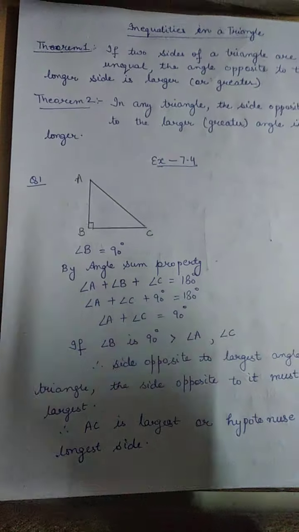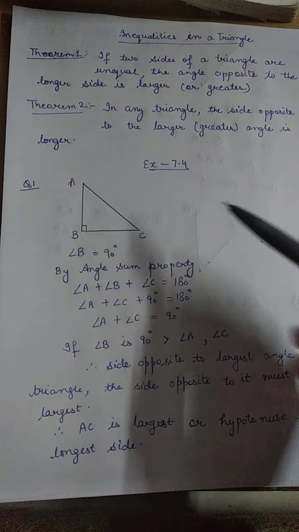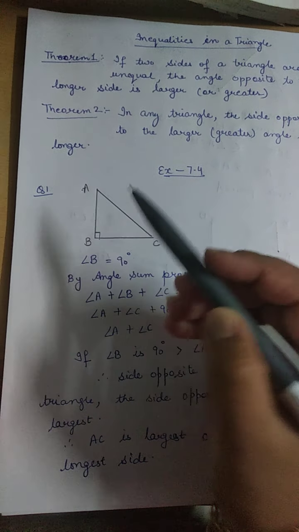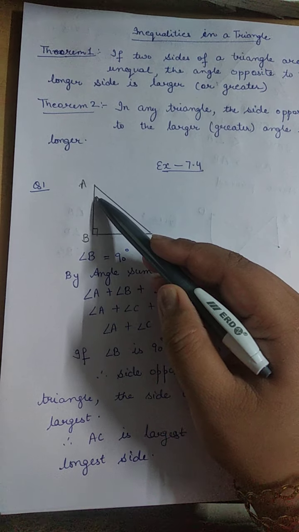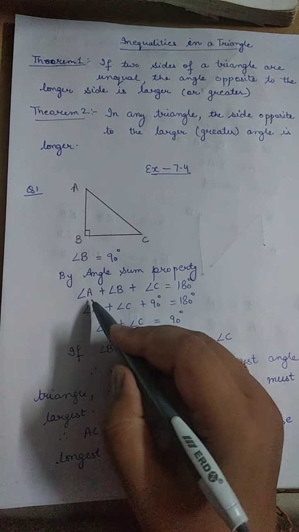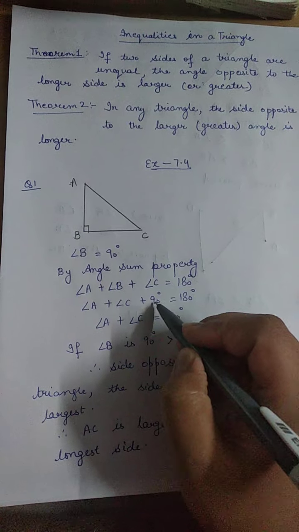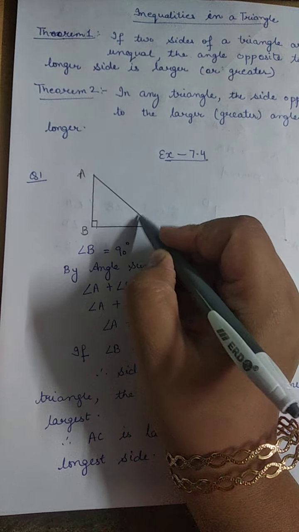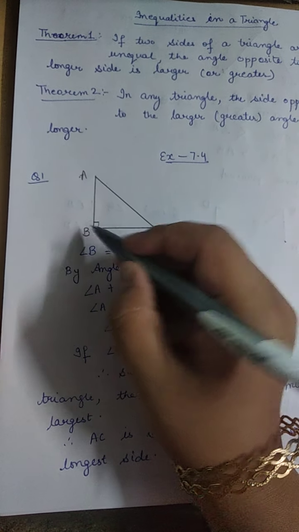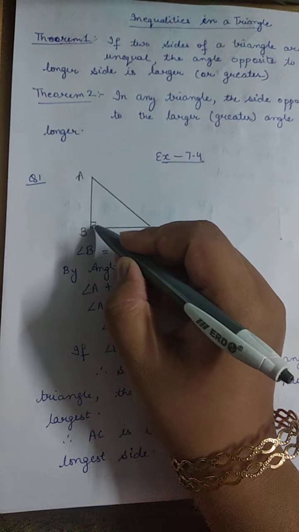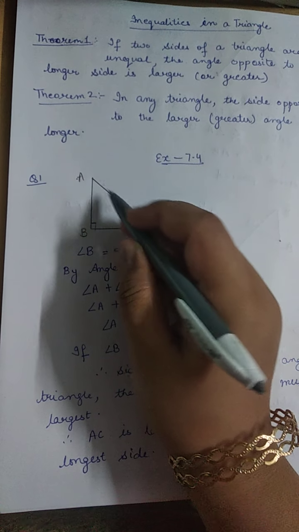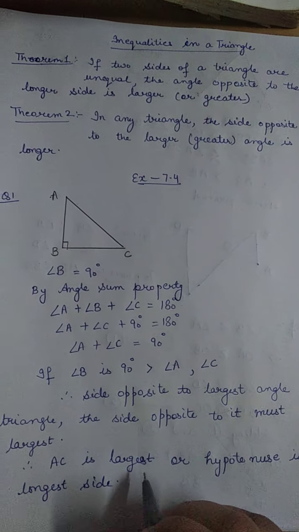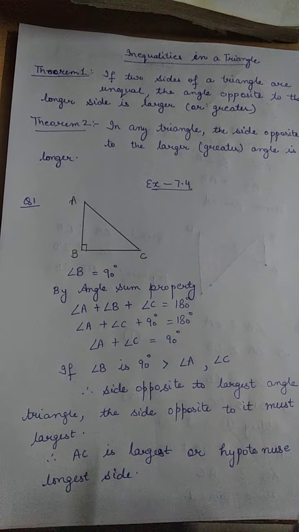Suppose we have a right angle triangle. In question number 1, we need to prove that the hypotenuse is the longest side. How are we going to prove it? Since angle B is 90 degrees, we know by the angle sum property that A plus B plus C is 180 degrees. Let's put the value of angle B here, that is 90. It will go on that side. So angle A plus angle C is 90. So only angle B is 90, and the sum of the other angles A and C will be 90. So of course angle B is the biggest angle. So the side opposite to it is AC, so that is also the longest side. So AC is the hypotenuse, therefore AC is the largest, or the hypotenuse is the longest side.